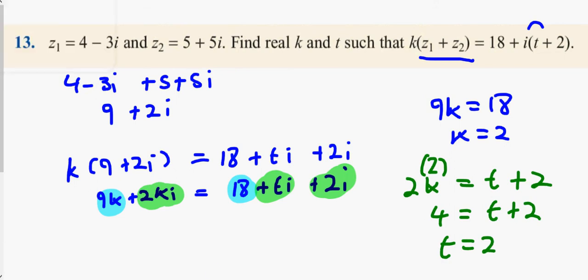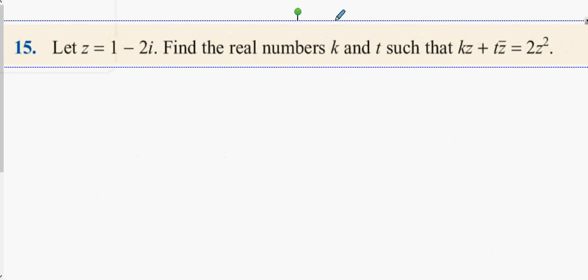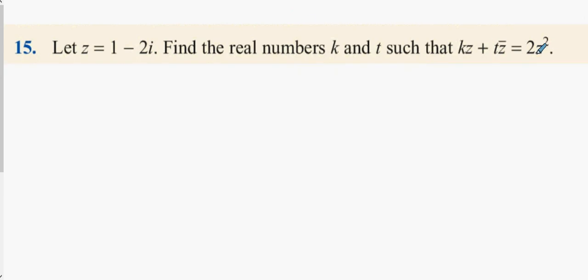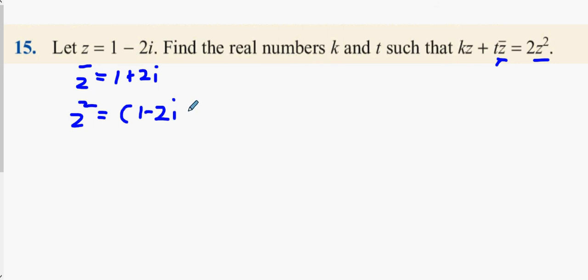Let's keep going. 15. Find two real numbers k and t such that k times z plus t times z, the conjugate, is 2 z squared. So, first thing I'm going to need is the conjugate. What's the conjugate? 1 plus 2i. Next thing I need is z squared. So what's z squared? 1 minus 2i multiplied by 1 minus 2i. Exactly. And what we should get here is 1 minus 2i minus another 2i.